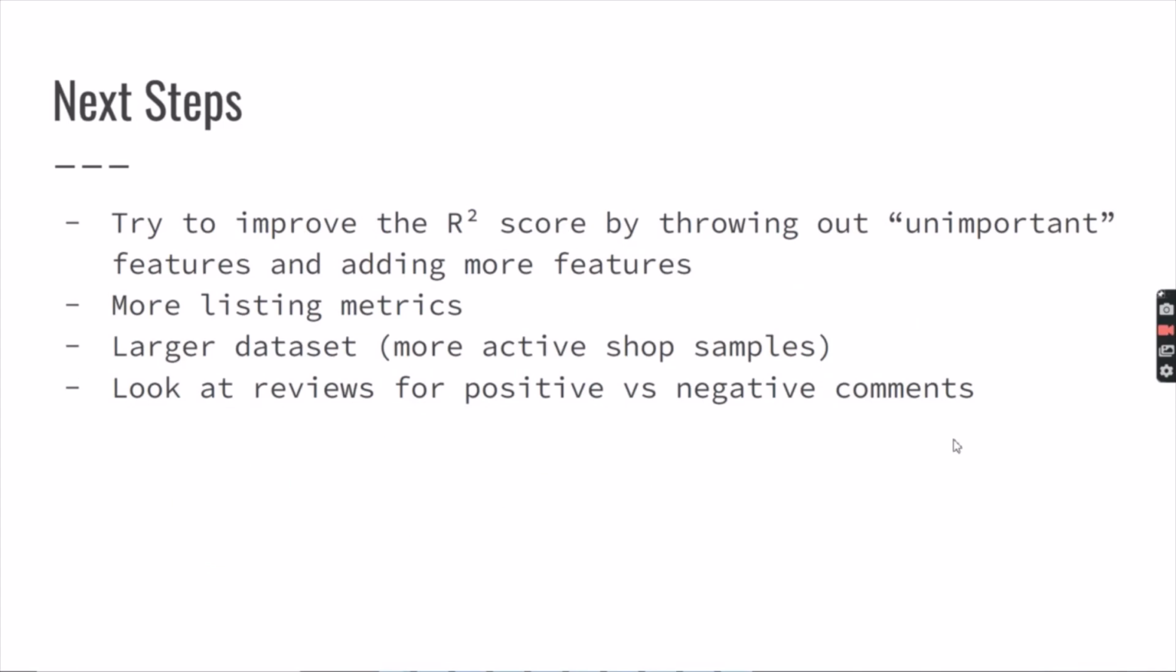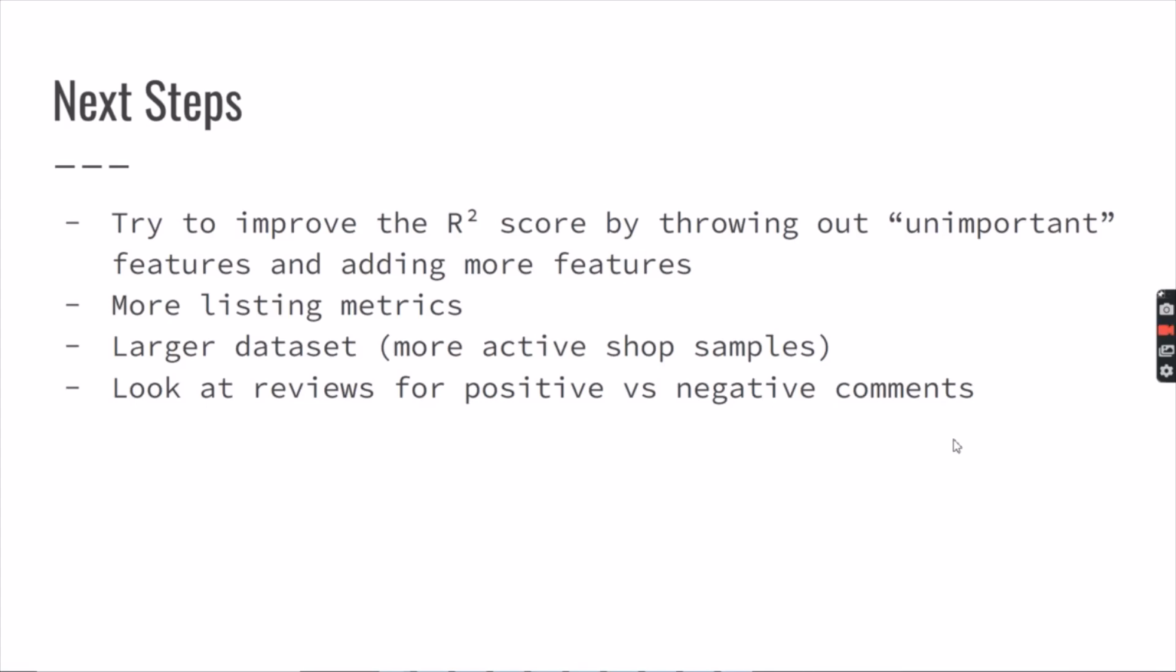So for next steps, I obviously want to try to improve that R-squared score a little bit. And I'm going to do that, I think, by throwing out some features, obviously you saw I had a ton of features. And as we know, more features doesn't necessarily mean better results. So I'm going to throw out some of what I found to be the least important features and maybe instead try to replace them with some better information or just some different information.